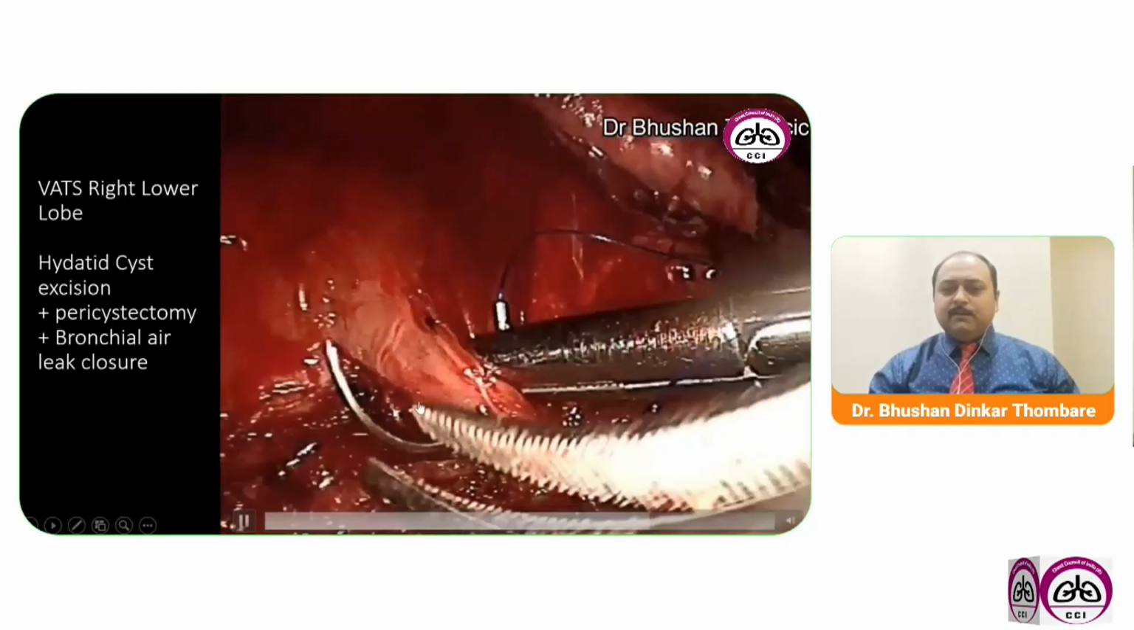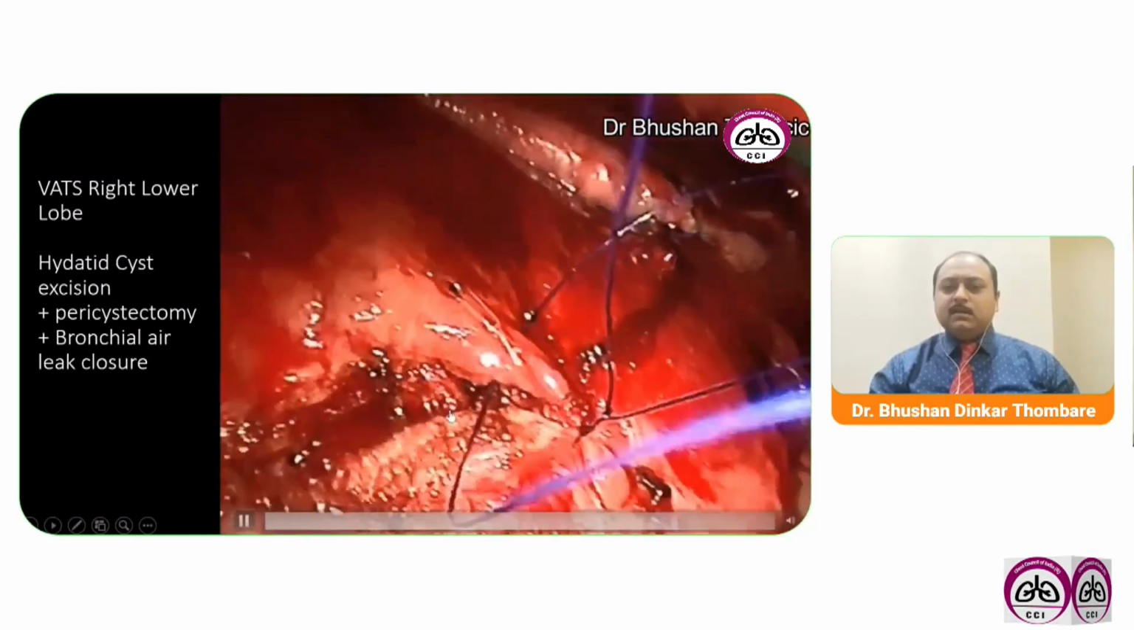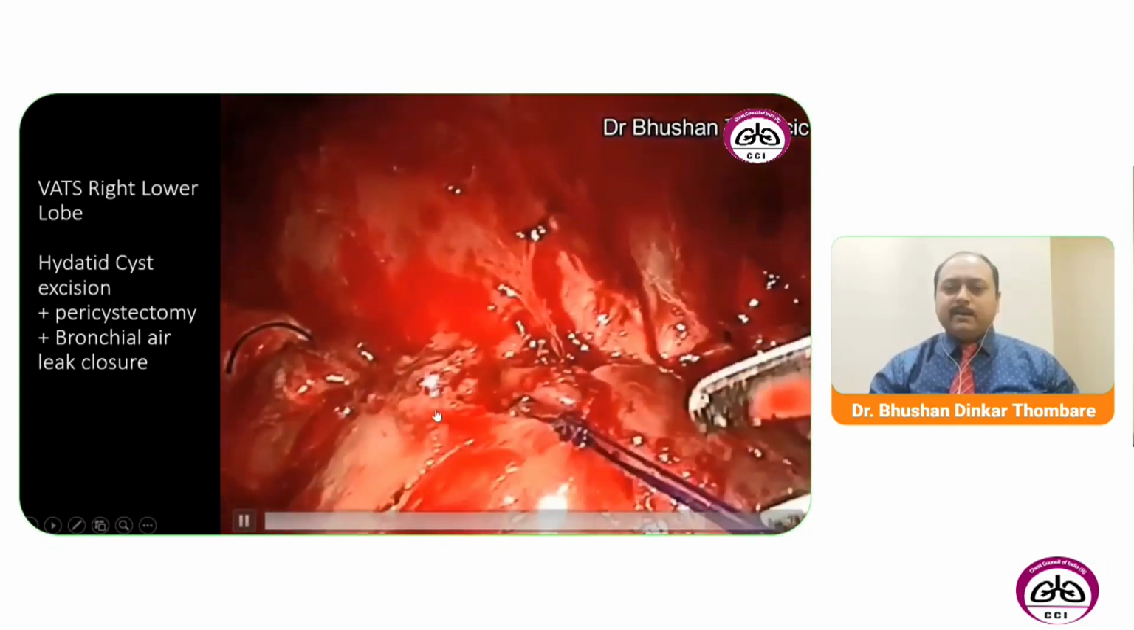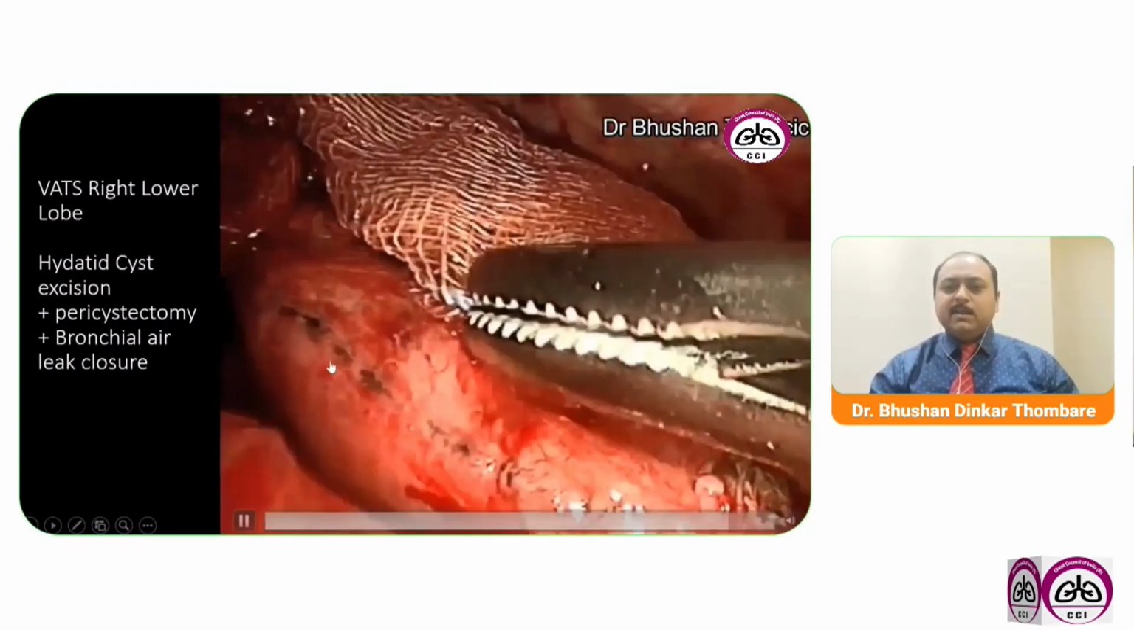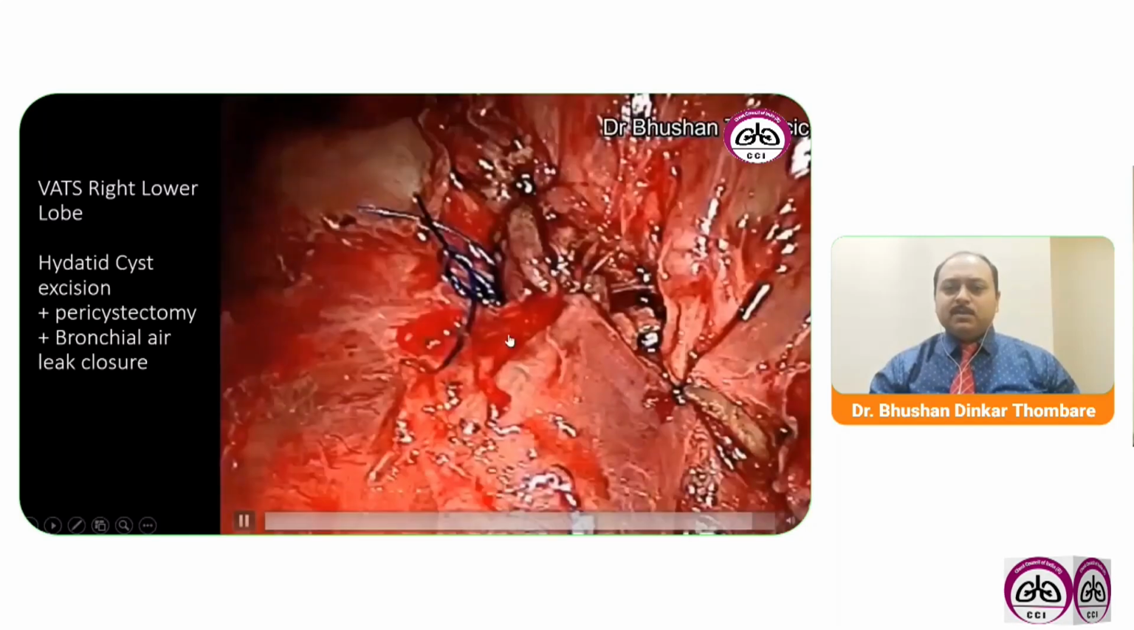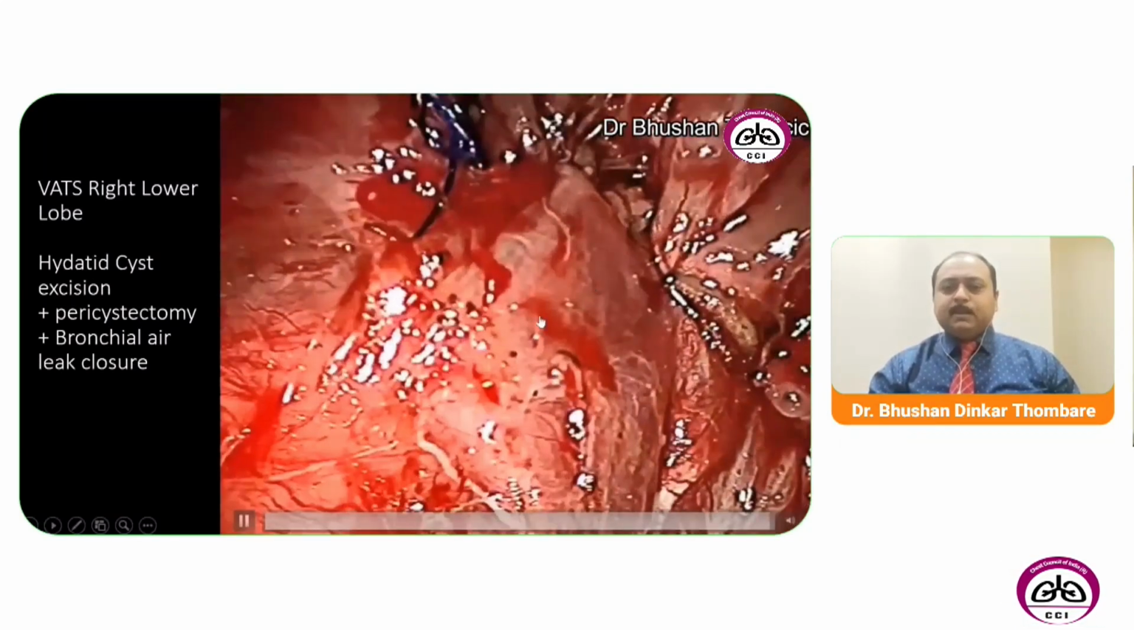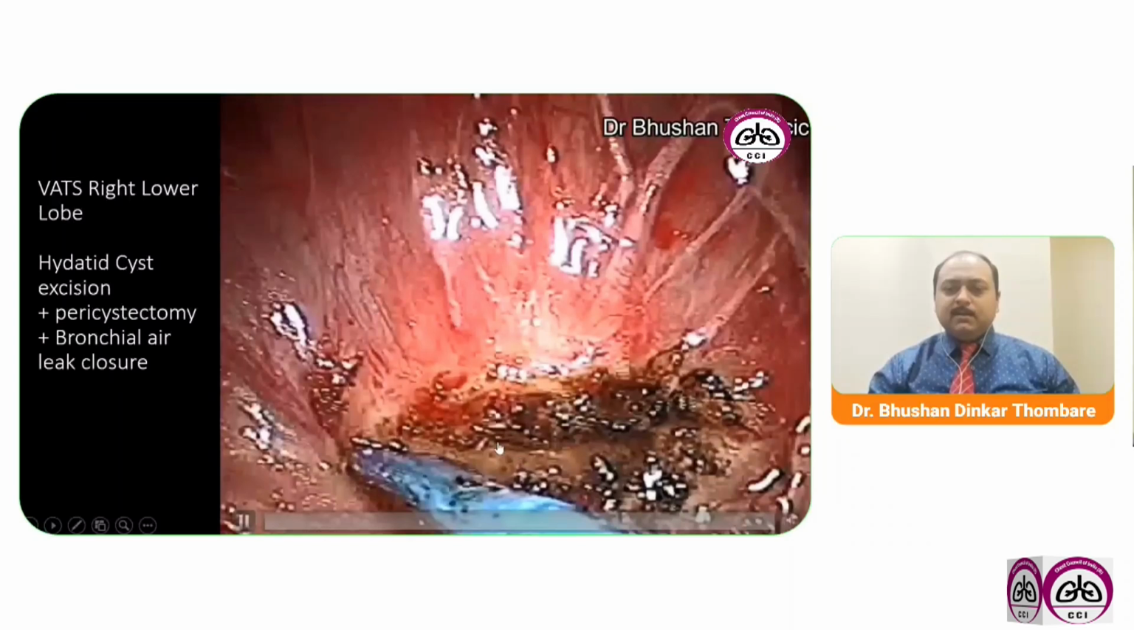And once everything is done, the capitonnage is done, the cyst wall is obliterated completely so that no dead space is there. There are saline soaked mops which are removed out of the field, and the thorough lavage of the chest cavity is done.